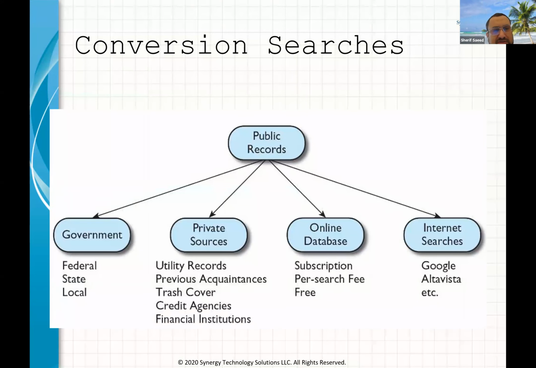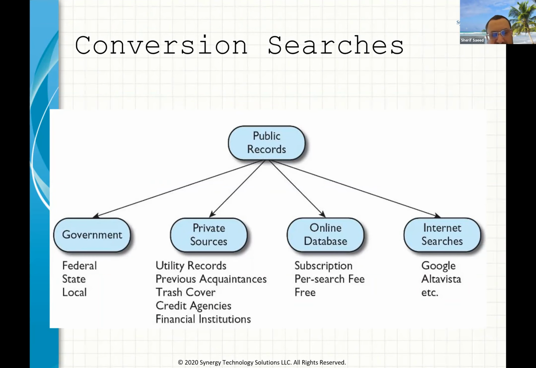Conversion search. What are the public records that we can look into? At the federal level in America, we have the federal, state and local authorities. Then you have private records like utility records. In this country, it's mostly the private sector. In some countries, it's the government sector that provides the utility. Previous acquaintances: people they used to know before, go to them. Trash: go to the trash collector and go through the trash that was thrown out in the neighborhood of the suspect.